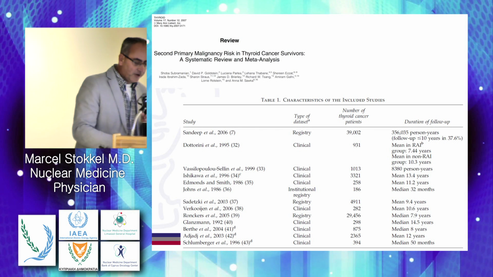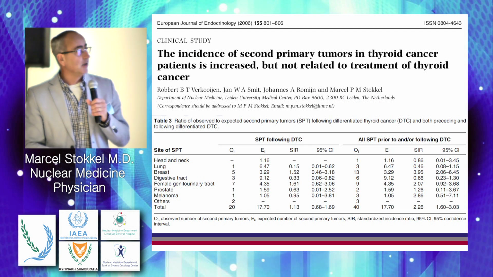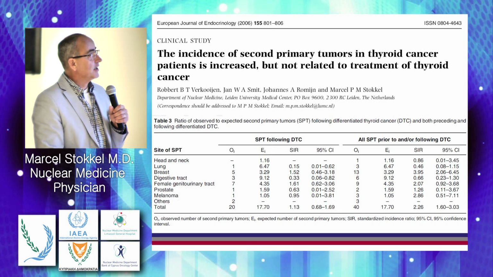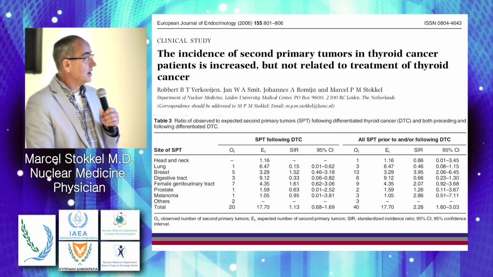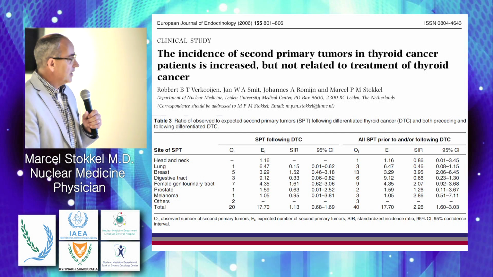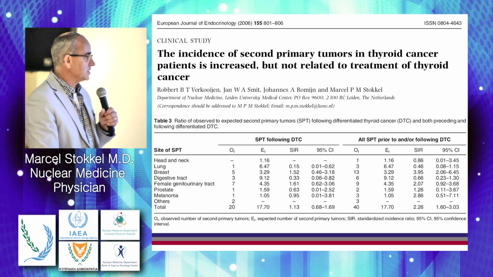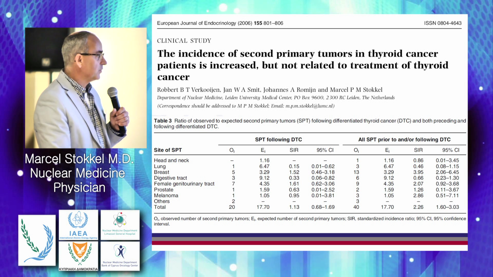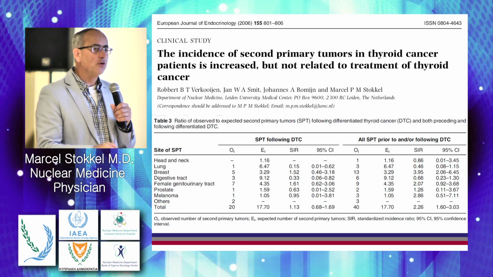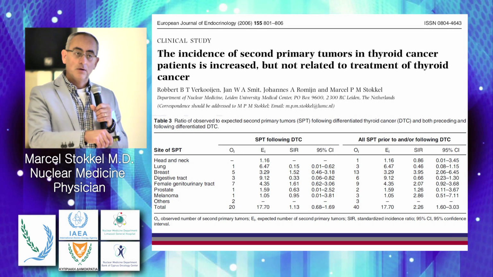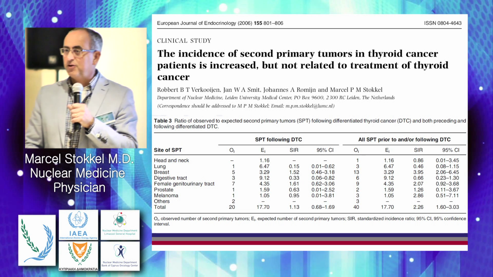Well, just a very nice example that sometimes it looks as if the increased incidence is related to the treatment of thyroid cancer, but other factors may contribute to that. As you can see here, this was a study from my group. We observed a slightly increased incidence of second primary tumors in the female genitourinary tract. That was significant. But that was for second primary tumors following thyroid cancer. So we expected to have a close correlation between the treatment and the induction of second primary tumors.